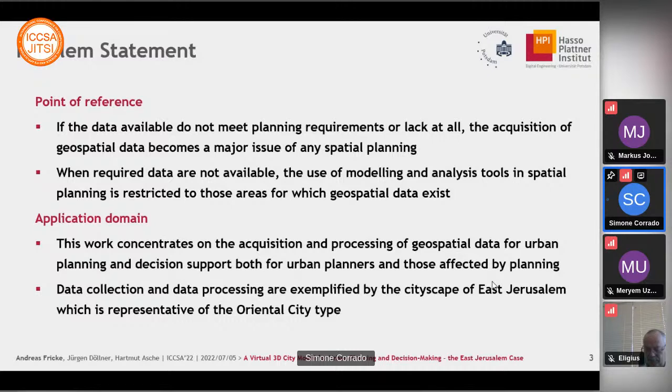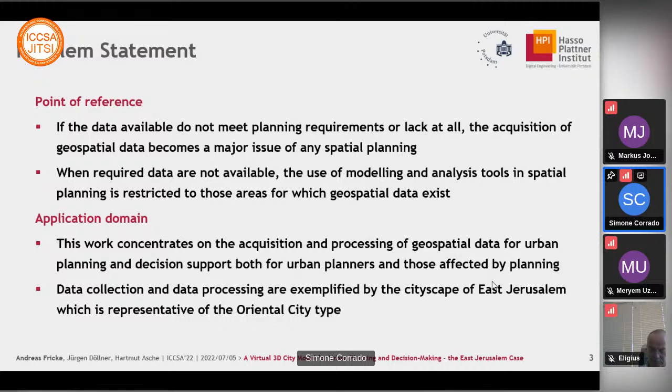You might know, for instance, the old city of Jerusalem, or Damascus in Syria or Tehran in Iran. These cities are interwoven. The structure is not clear. So the question was, what kind of data do you need in the beginning to map these structures? And that's the point where the point cloud comes in.